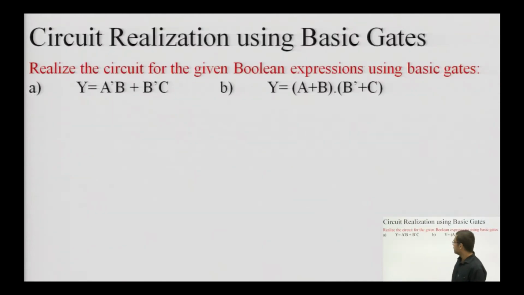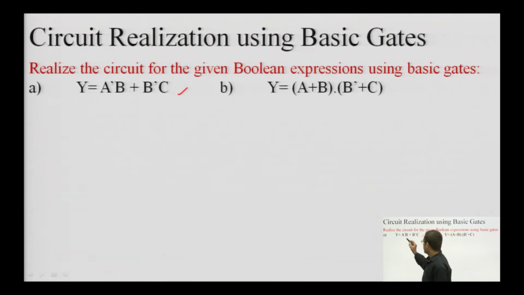So, let us start with the circuit realization using basic gates. The basic gates are three: AND gate, OR gate and NOT gate. These are the three basic gates. So, for any expression provided to me, if I am asked to realize a circuit for this, I have to first identify which gates are required.